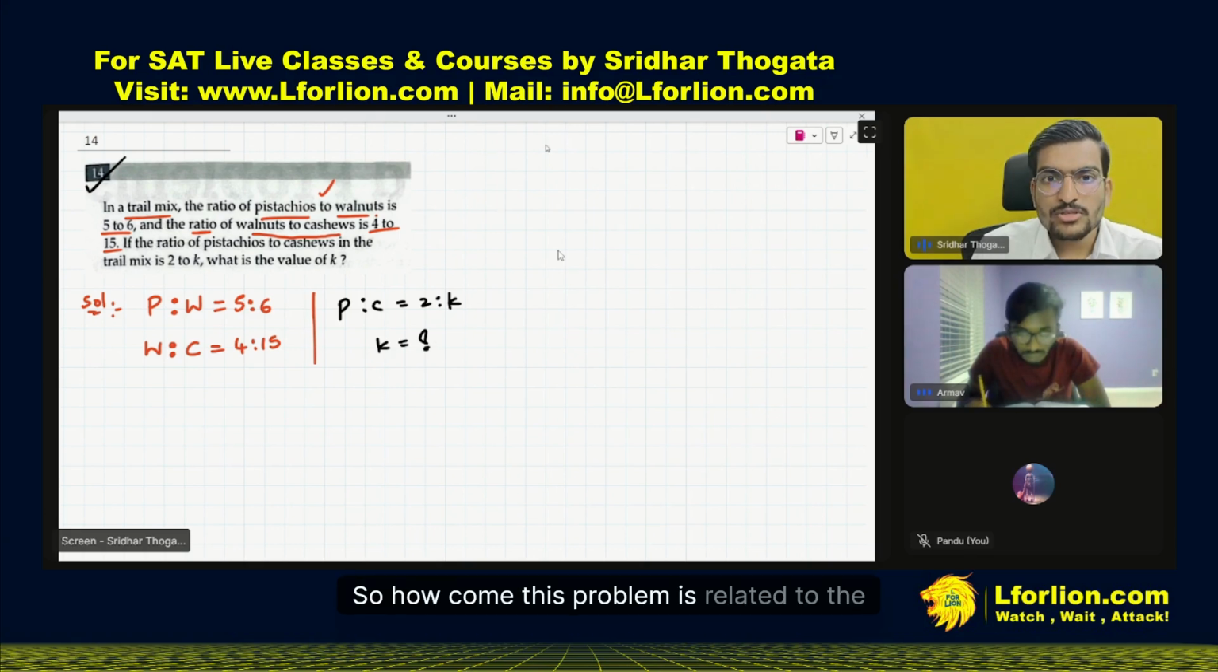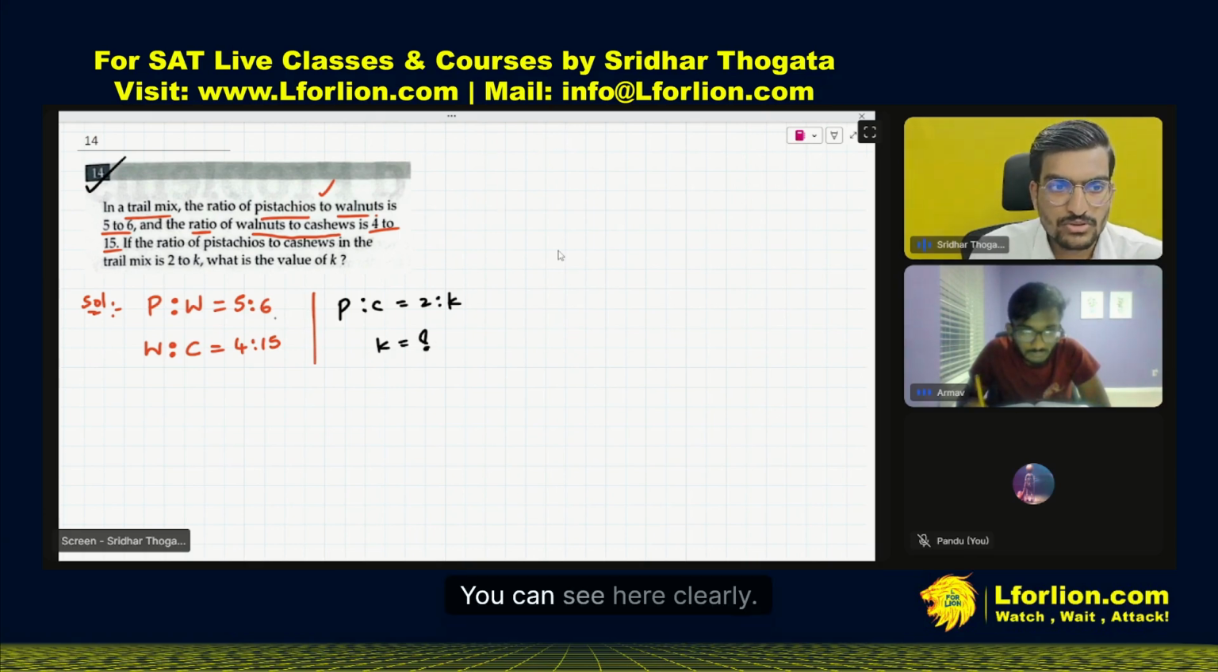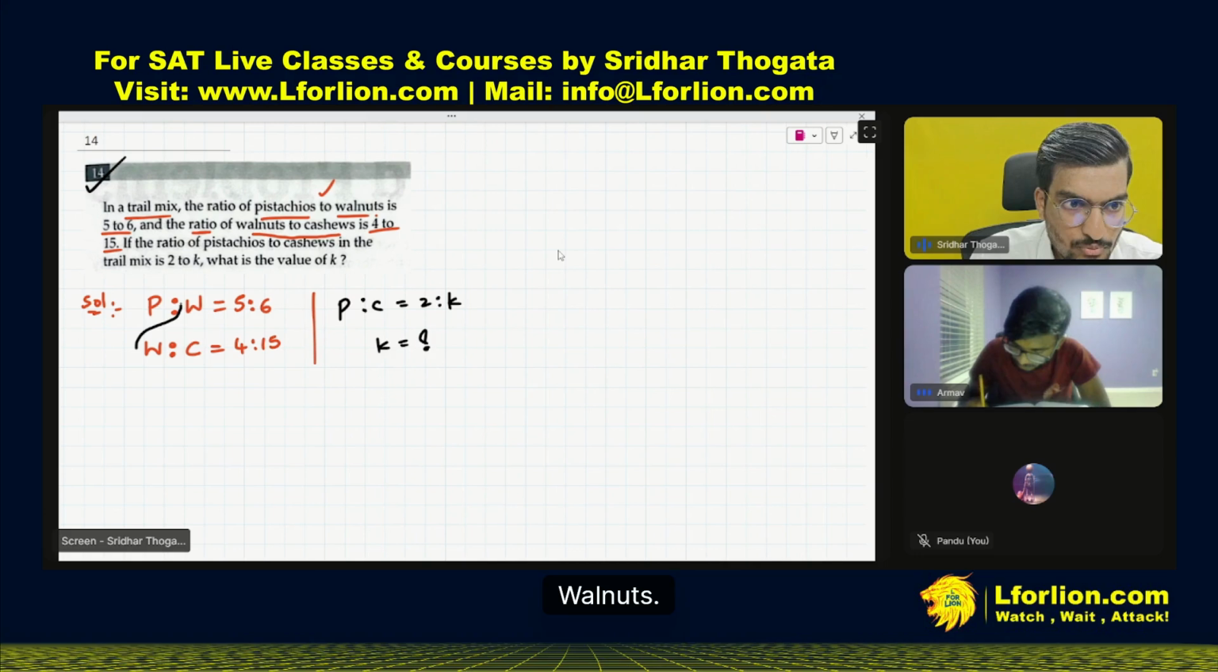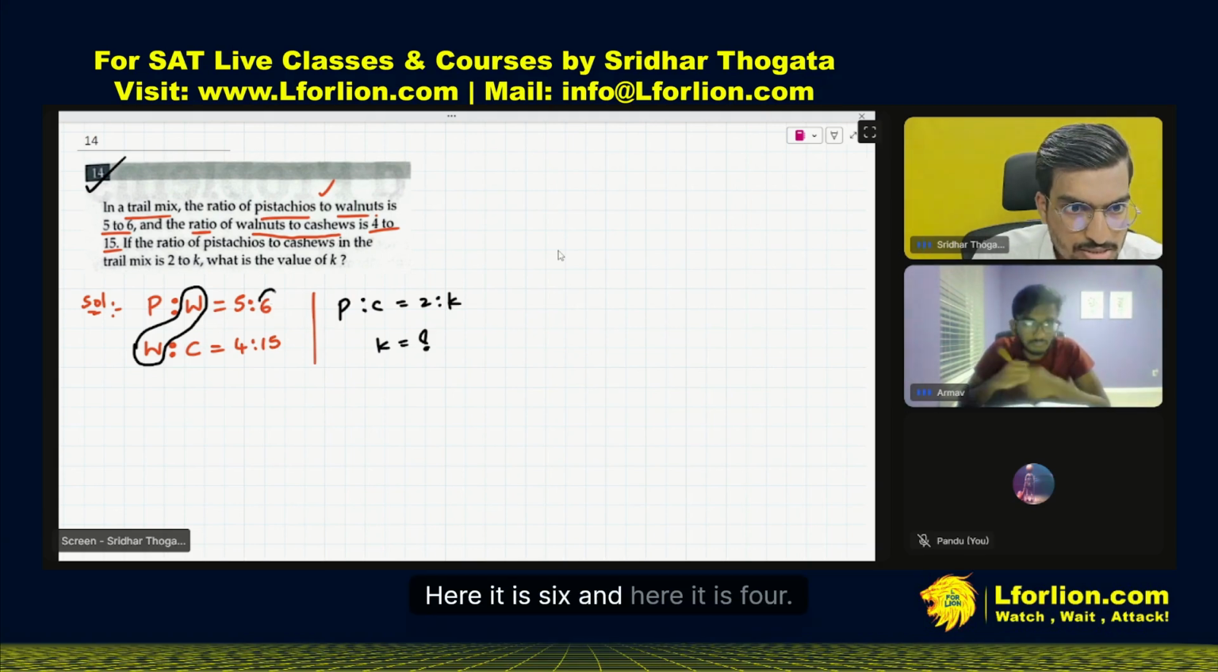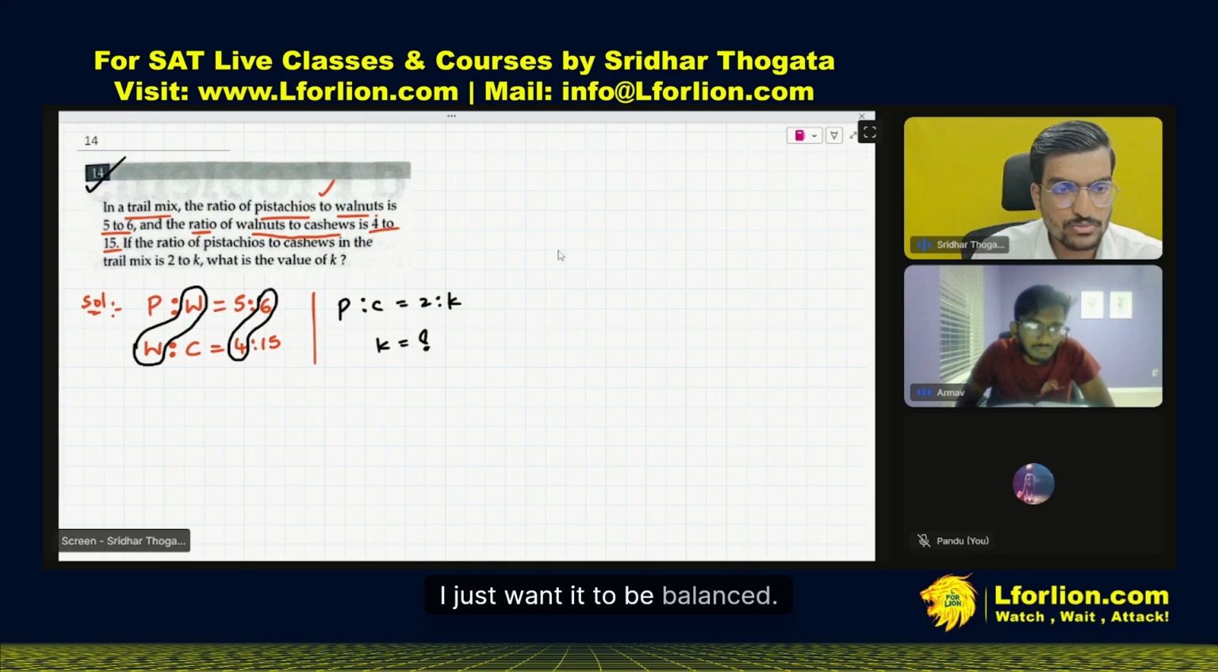So how is this problem related to the previous one? You can see here clearly, walnuts is common. It must be the same. So to make it the same, what do I need to do? Here it is 6 and here it is 4. Walnuts is different. I just want it to be balanced. So how can I turn this 6 to 4, or this 4 to 6?